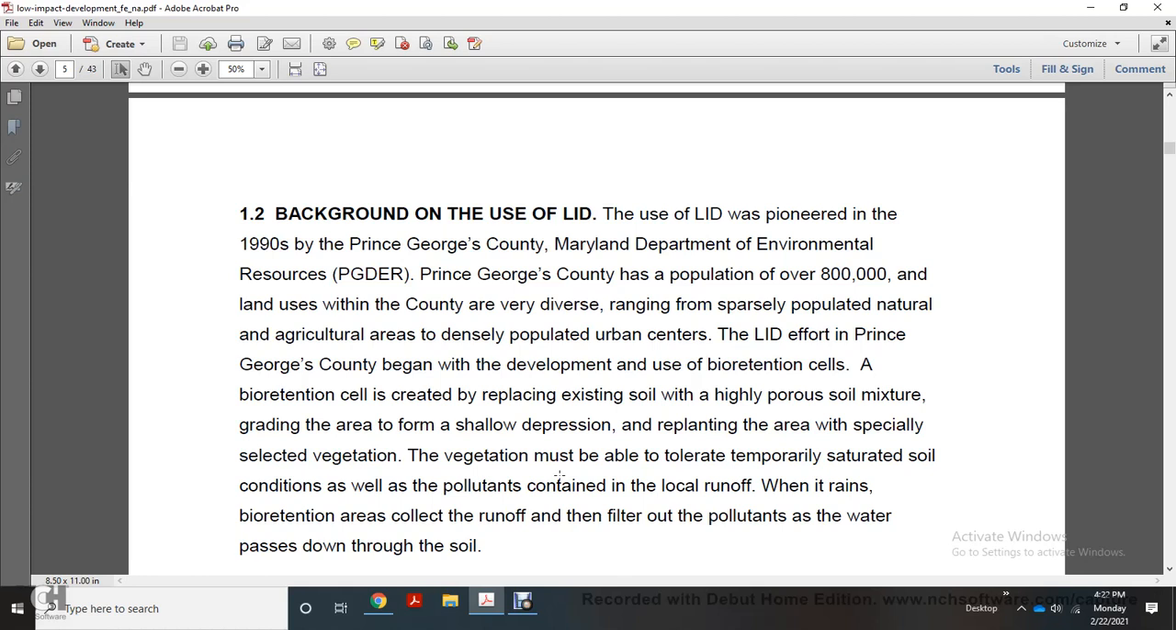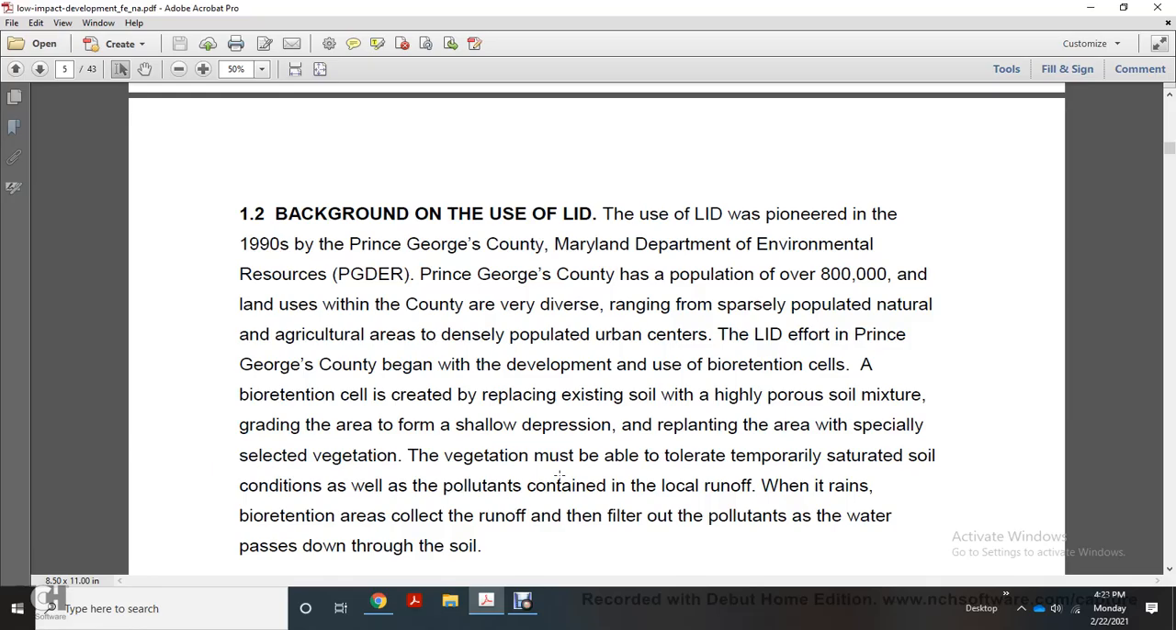Background of the use of low-impact development. The use of low-impact development was pioneered in 1990 in Prince George's County by the Maryland Department of Environmental Resources. Prince George's County has a population of over 800,000. Land use in the county is very diverse, ranging from sparsely populated natural and agricultural areas to densely populated urban centers. The low-impact development effort in Prince George's County began with the development of the bioretention cell.